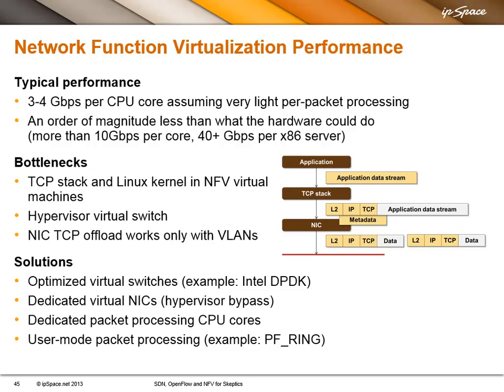I did some tests, and within the hypervisor, I could easily get 20 gig between two standard Linux boxes running TCP offload, obviously. The problem is that TCP offload today only works with VLANs. So the moment you start doing anything else like VXLAN or NVGRE, you lose TCP offload, you lose the performance.